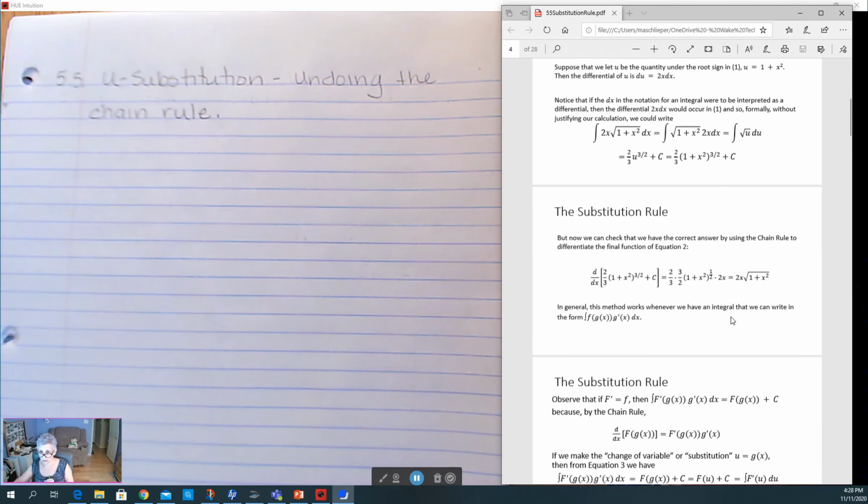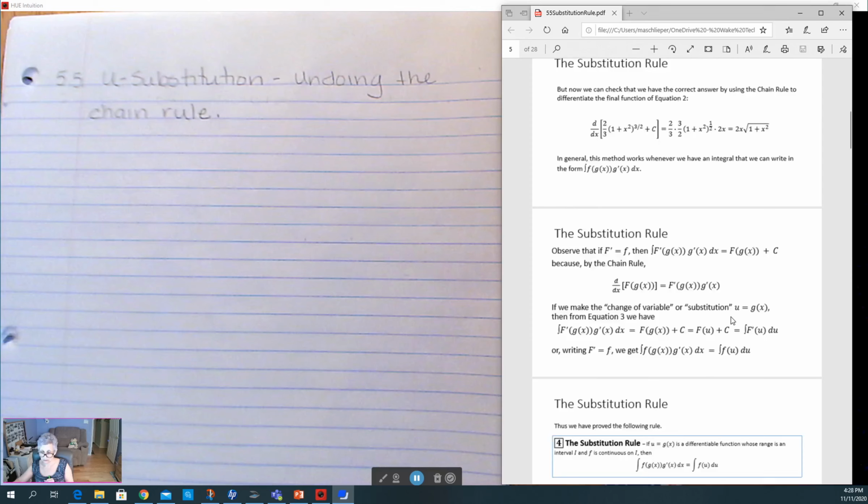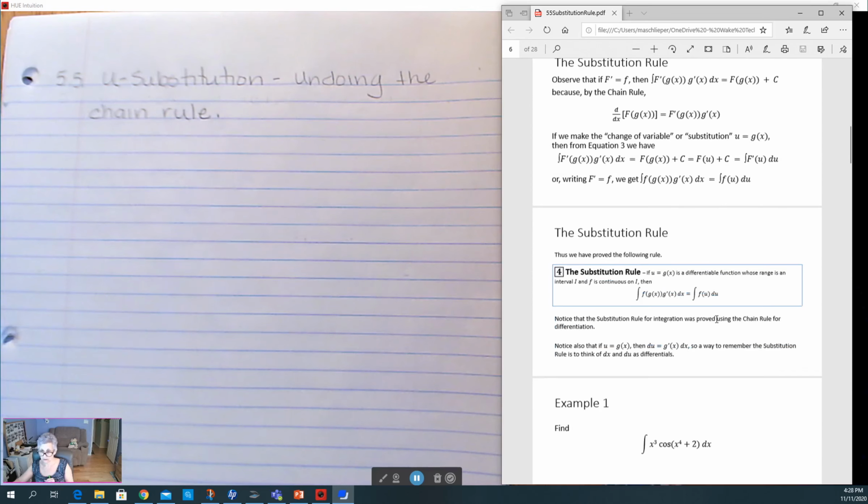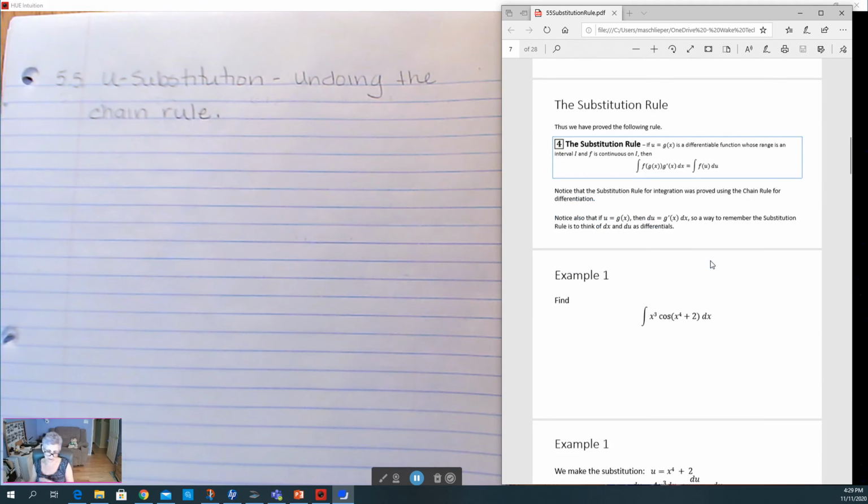This just all explains why it works. This is why it works. This is what you do. You let u be equal to your inside function, then the integral of f of g of x times g prime of x dx is equal to the integral of f of u du, and then you'll bring your x back. Examples will help it to make more sense.